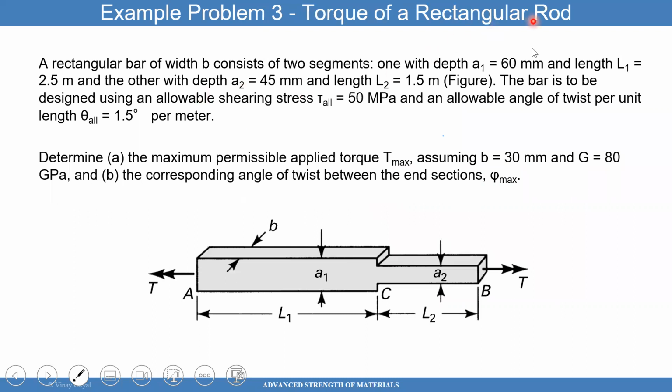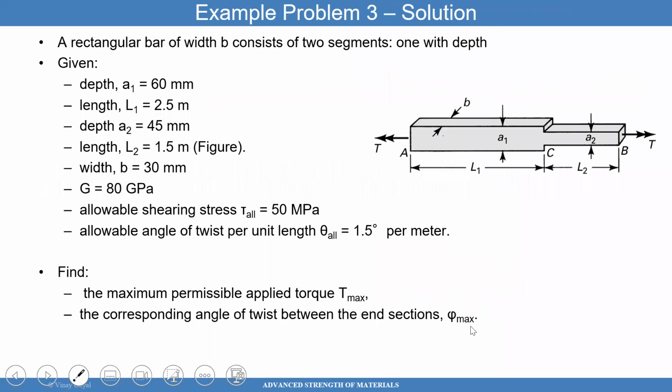So, torque of a rectangular rod. Here I have a rod that has 2 different cross sections. And I want to calculate the maximum permissible applied torque and the corresponding angle of twist. And this is just using that table I showed you earlier. So in this case, they give you all the dimensions you need, even the shear modulus, and they say that the allowable shear stress is this. And they also tell you what the angle of twist is even.